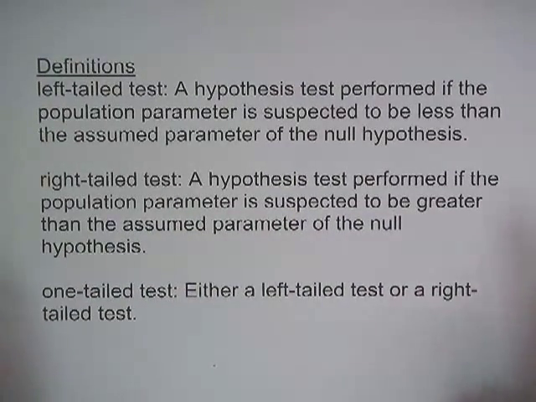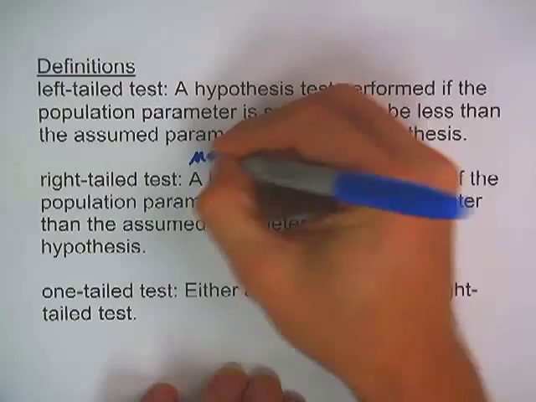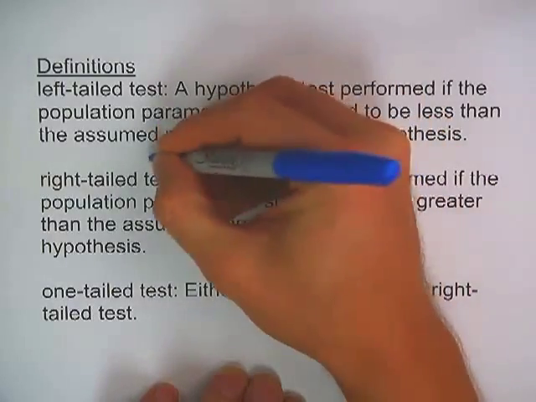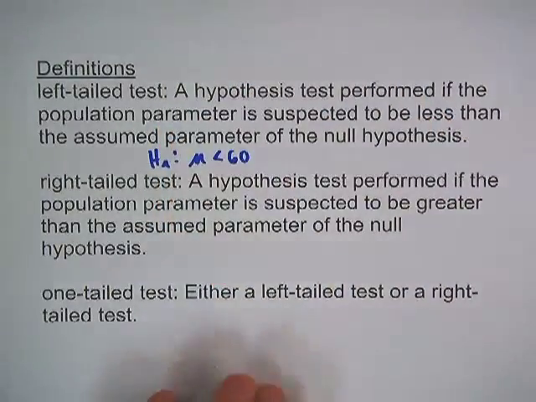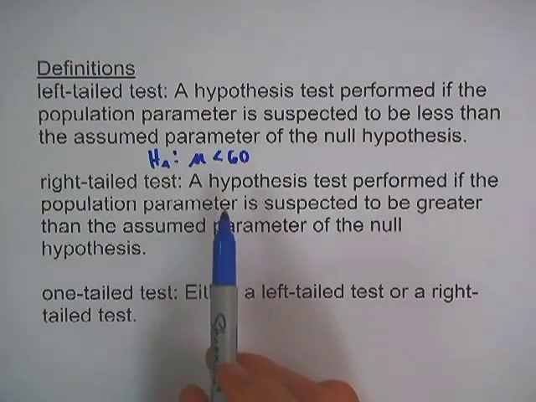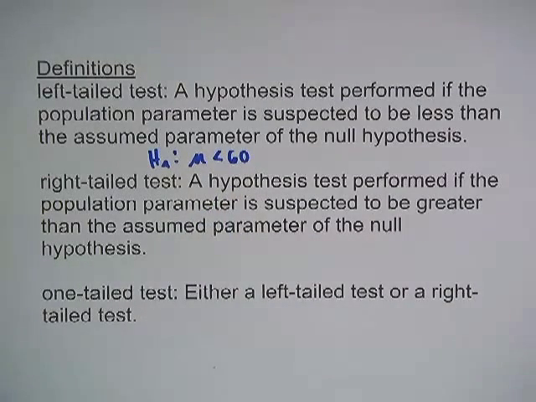Alright, so let's define that. A left-tailed test is a hypothesis test performed if the population parameter is suspected to be less than the assumed parameter of the null hypothesis. So in our case, when we said mu is less than 60 as our alternate hypothesis, that would be a left-tailed test. In other cases, we might want to do a right-tailed test.